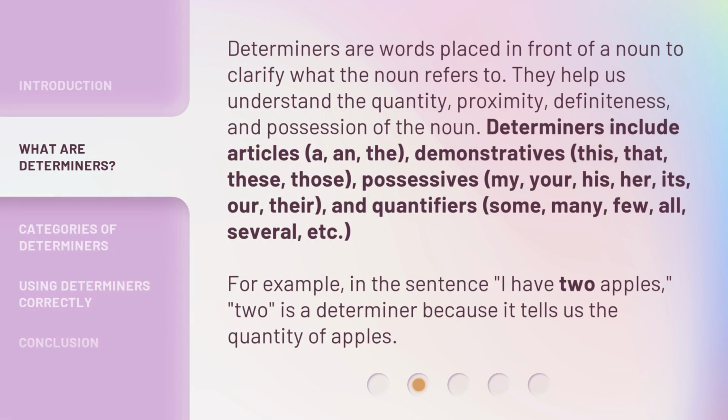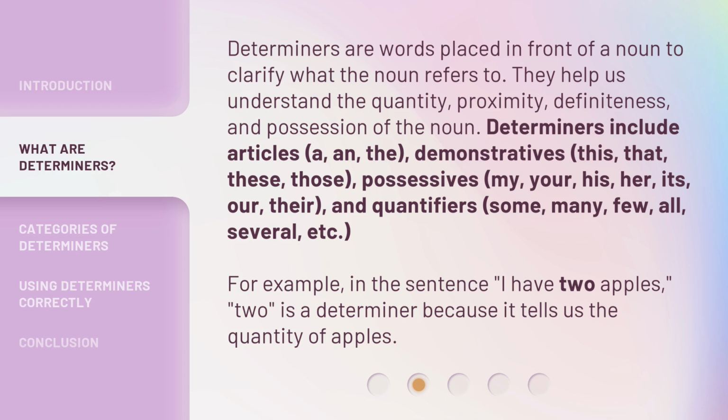Determiners are words placed in front of a noun to clarify what the noun refers to. They help us understand the quantity, proximity, definiteness, and possession of the noun. Determiners include articles: a, an, the; demonstratives: this, that, these, those; possessives: my, your, his, her, its, our, their; and quantifiers: some, many, few, all, several, etc.